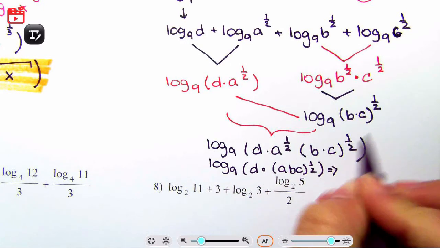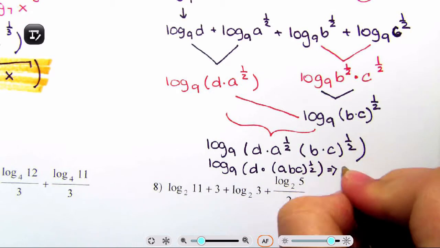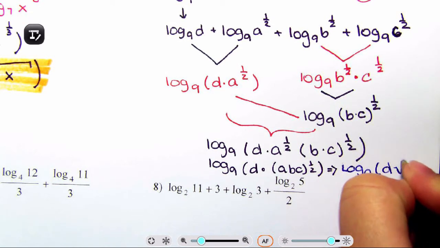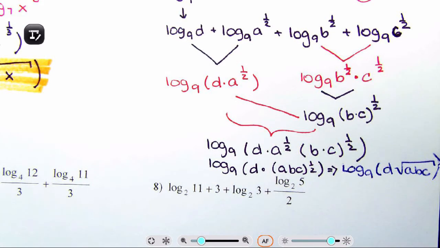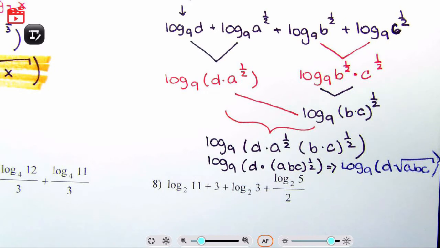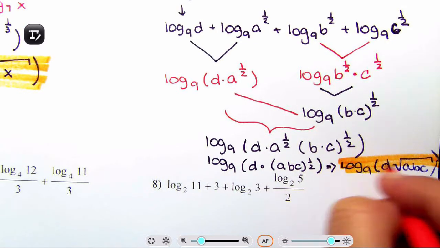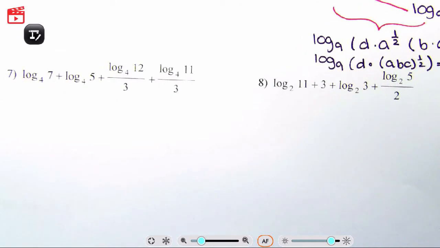And for our final answer, again, we have an exponent of 1/2. So we need to rewrite that as a square root. So I have log base 9 of d times the square root of a, b, c. And that's going to be your final answer. All right, let's move on. Let's do one more condensing and then we'll move on to expanding.